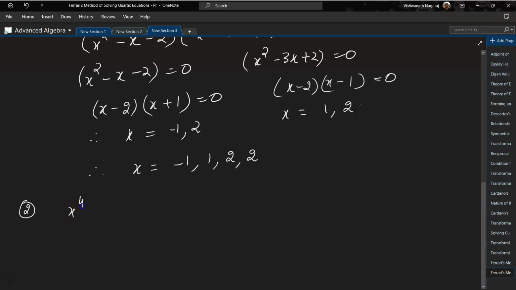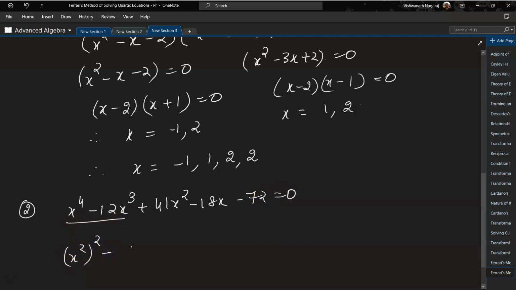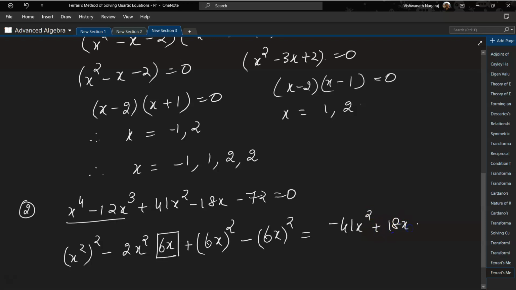So let's see the next problem. x⁴ − 12x³ + 41x² − 18x − 72 = 0. Again, let's take these two: (x²)² − 2x² and this box, plus whatever comes inside that box becomes a perfect square. What do we multiply it with to get −12x³? We do 6x, right? 6 times 2 is 12, x³. So that 6x, we square it here. And since we added that term, we subtract it as well. And these we take to the other side: −41x² + 18x + 72.